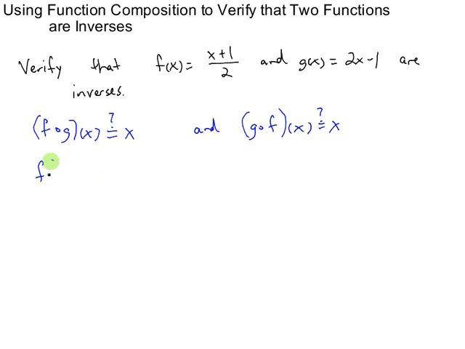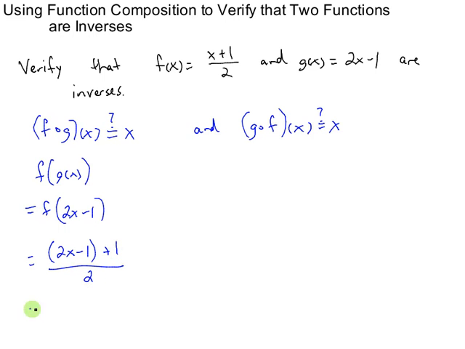So f of g of x is f of 2x minus 1. And now we plug 2x minus 1 into the f function. So I plug it in here. So I get (2x minus 1 plus 1) all over 2. In the next step, I can drop these parentheses because it's like distributing this invisible 1 in the front. So I've got (2x minus 1 plus 1) over 2.